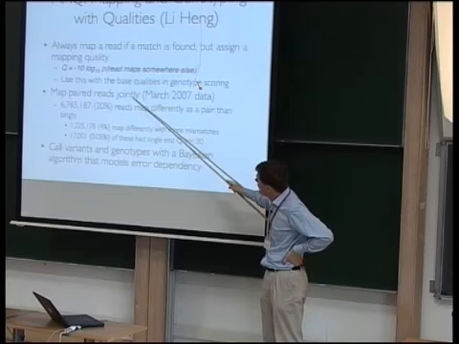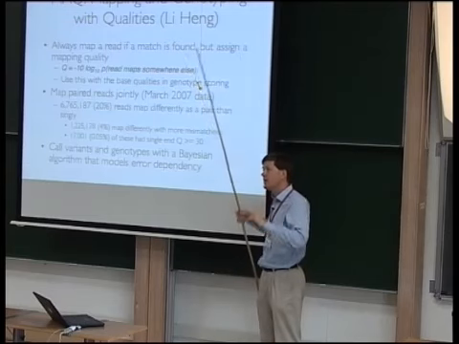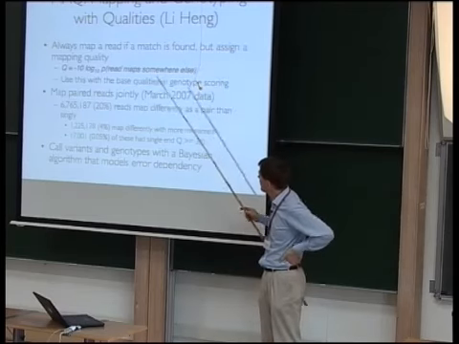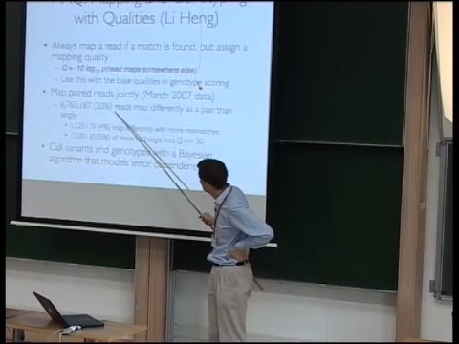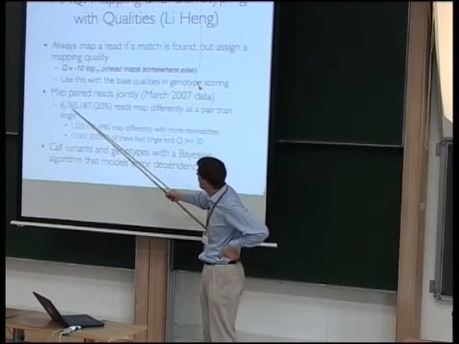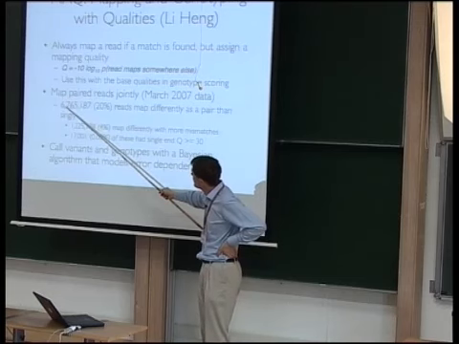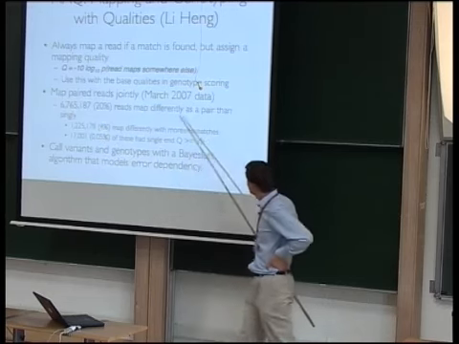And we map paired reads jointly. You can get 2 reads at once which are nearby each other. That's called a read pair. I think you heard about those this morning. And when we do that, about 20% of the reads map differently as a pair than singly.